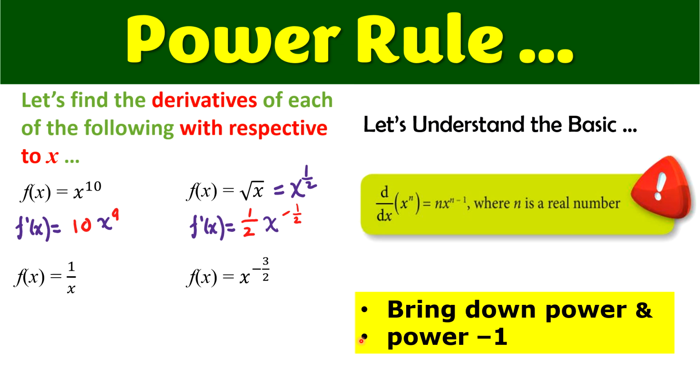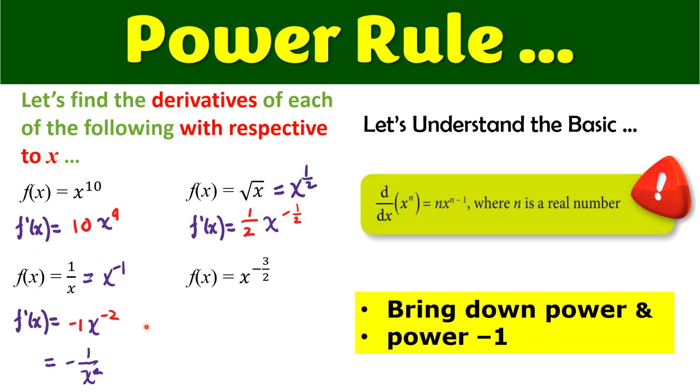Now the third example. To find the derivative, again, I am going to rewrite this in index form. So this will give me x to the power of negative 1. Bringing down the power, I will have negative 1, and then the power I subtract by 1. So negative 1 minus 1 will give me negative 2. Again, I don't just leave the answer as it is here. I need to simplify this, and this will give me negative 1 over x squared.